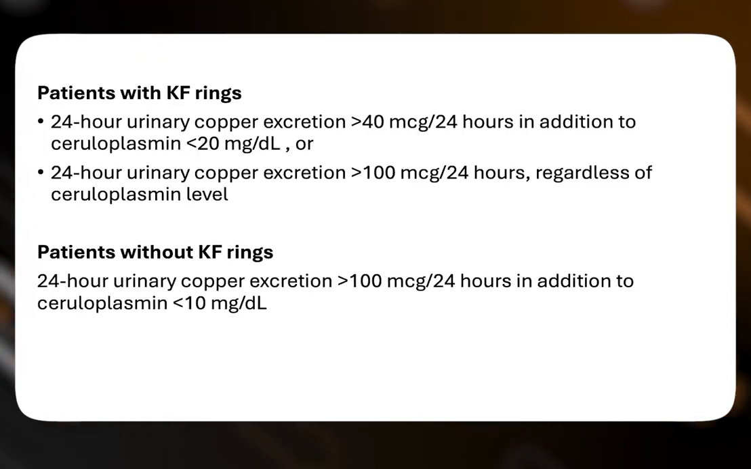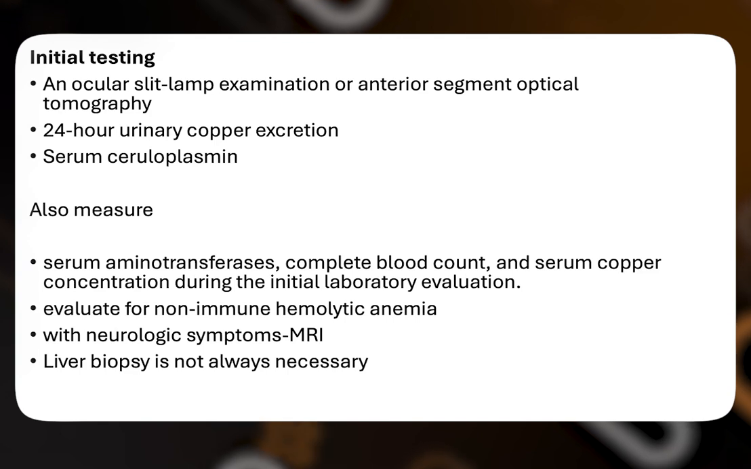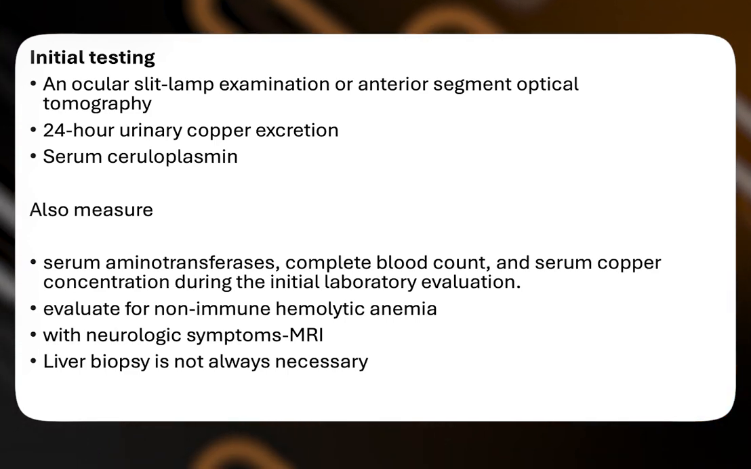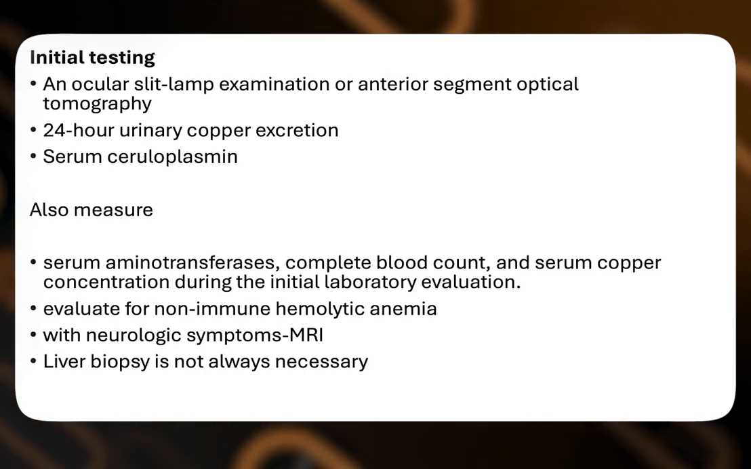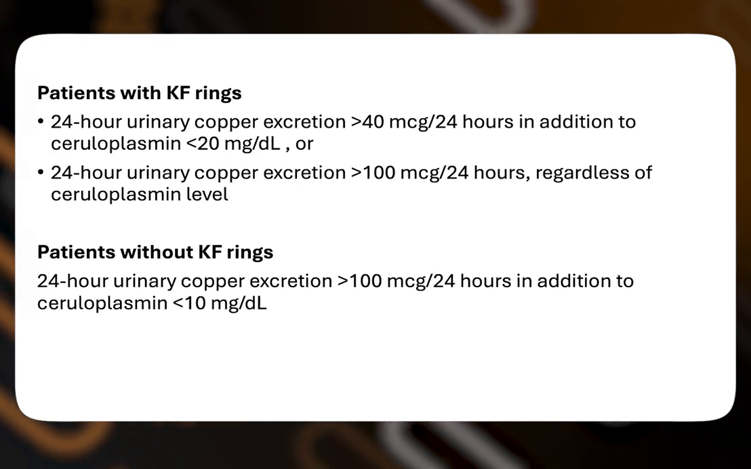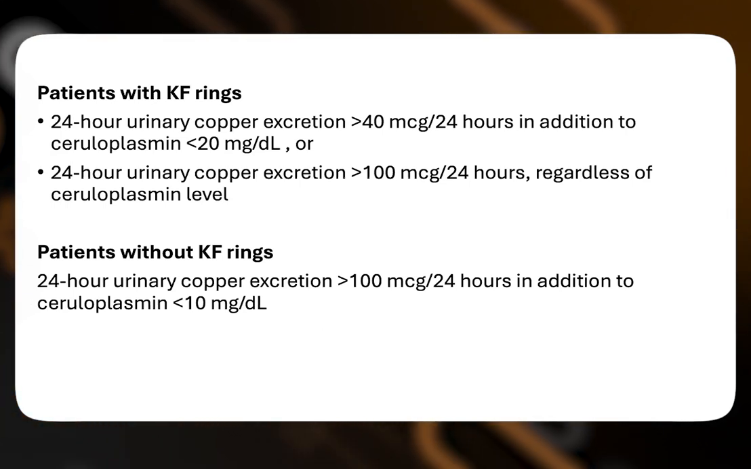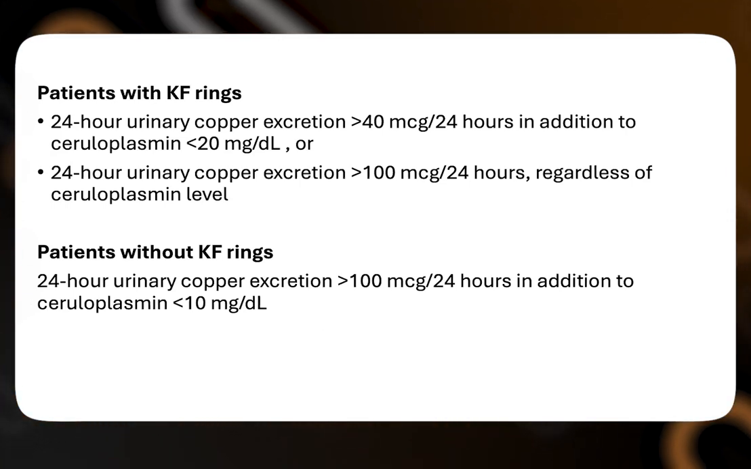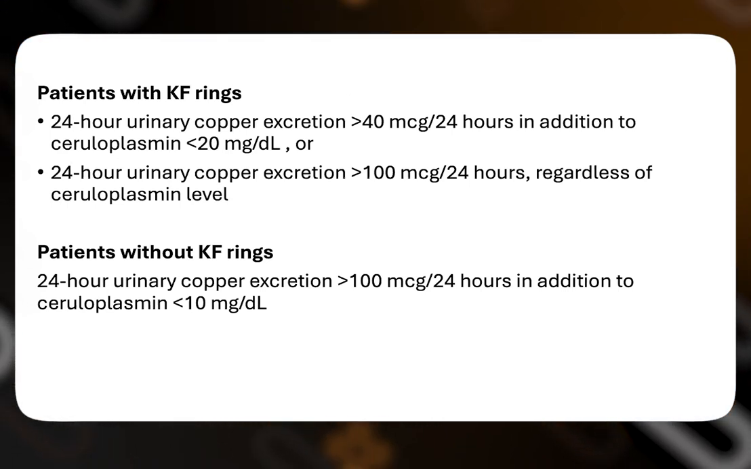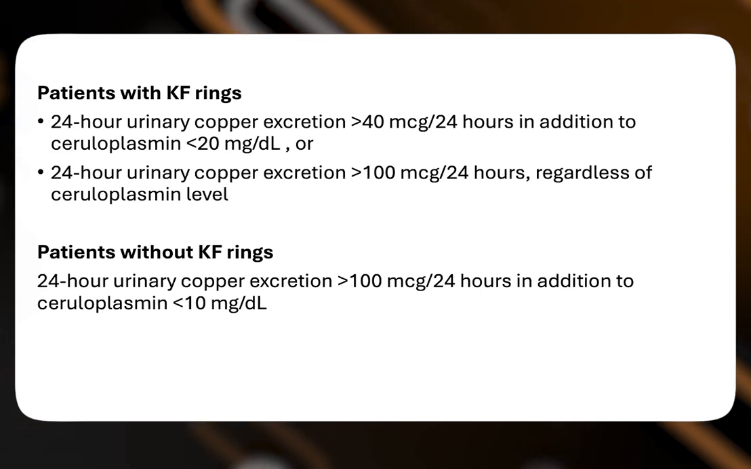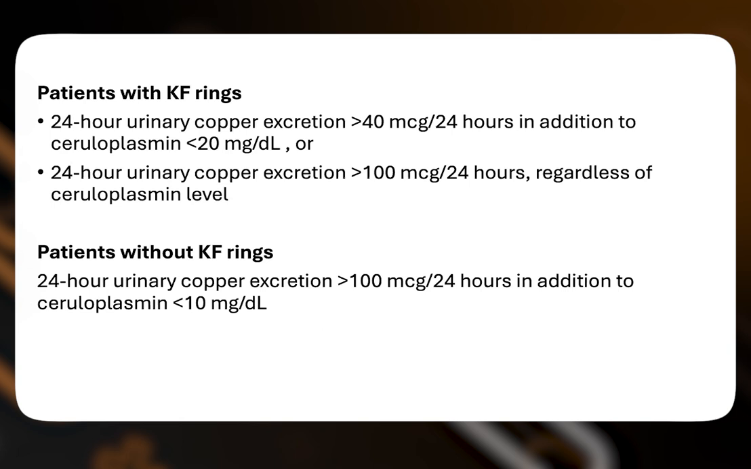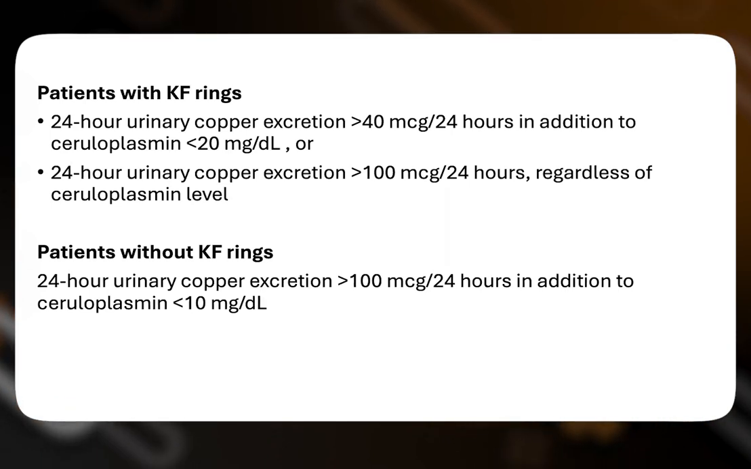So how do we make the diagnosis? As we know, we are doing 3 tests: KF ring, 24-hour urinary copper excretion, and serum ceruloplasmin. There are two kinds of patients depending on the KF ring. If the KF ring is present, then 24-hour urinary copper excretion less than 40 microgram in 24 hours plus ceruloplasmin less than 20 is the diagnostic criteria, or urine copper excretion more than 100 micrograms per 24 hours, regardless of ceruloplasmin level.